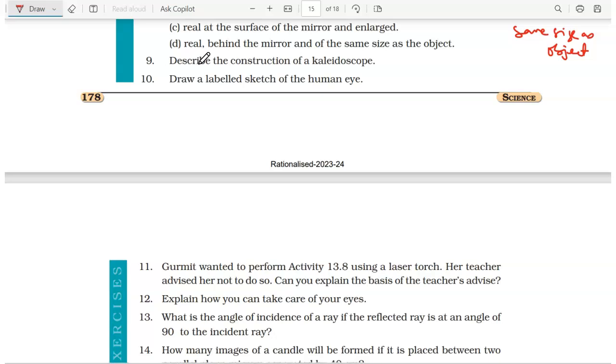Question number 9. Describe the construction of a kaleidoscope. The description is a long one. I have already discussed in my lecture how we construct a kaleidoscope. You can go through that and also see the NCERT for the description. It's given very nicely there. Still, if you want any help, you can mention it in the comment section and I'll write the description for you. Draw a labeled sketch of a human eye. Again, it's there in your book. The questions I'm marking NCERT, you can just check, and still if you have trouble, please put it in the comment section. I will help you out with that.